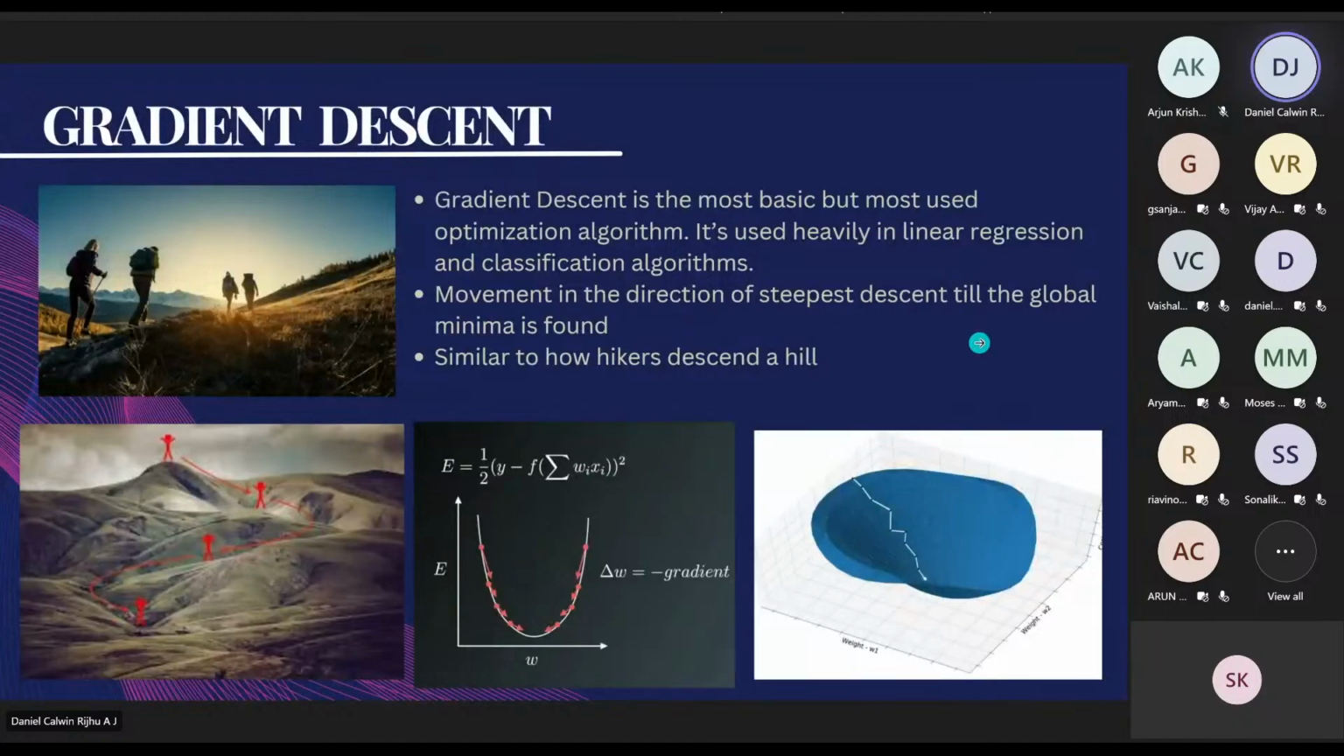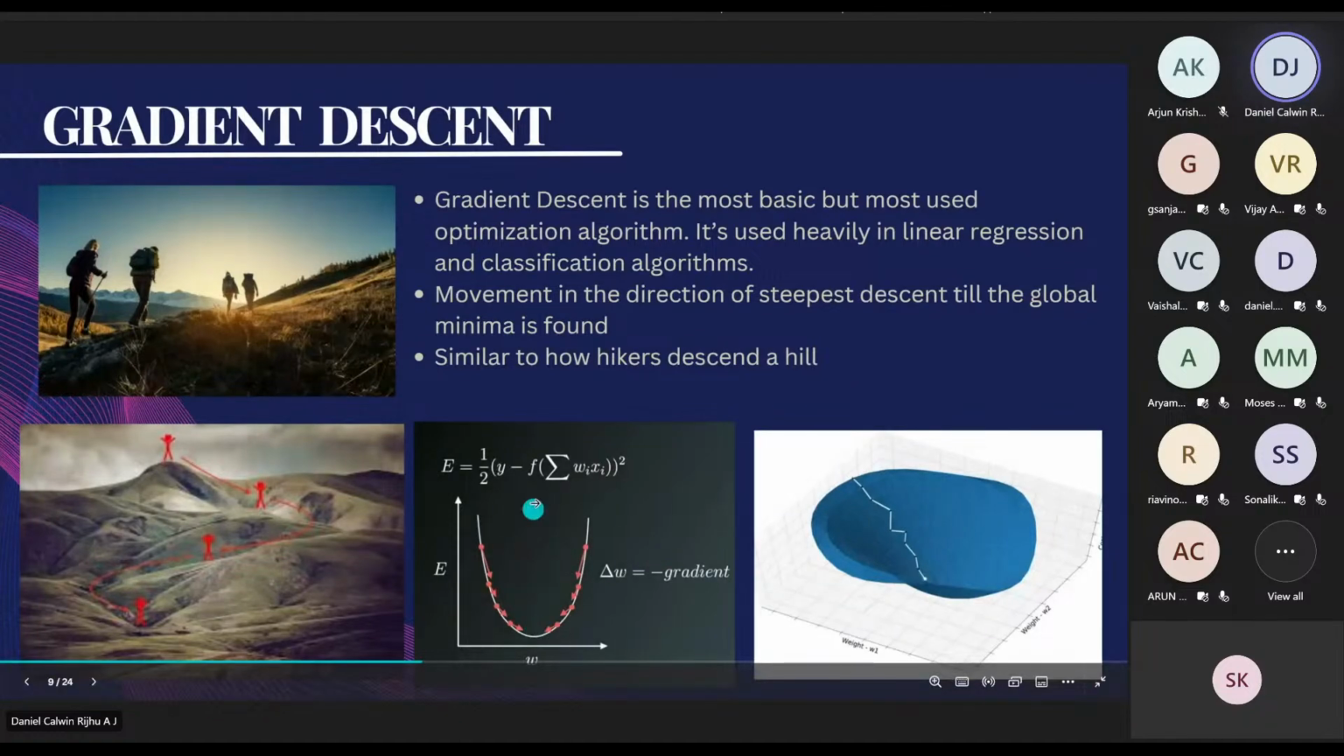So let's get on with gradient descent first of all. Gradient descent is one of the most basic and one of the most used optimization algorithms. It's heavily used in linear regression and classification algorithms. So what is the basic idea behind gradient descent? Here in gradient descent, the movement is going to be in the direction of the steepest descent till the global minima is found. So what does it mean? If you would have noticed climbers climbing down a hill, they would always take the path which is the steepest. So why are we doing so?